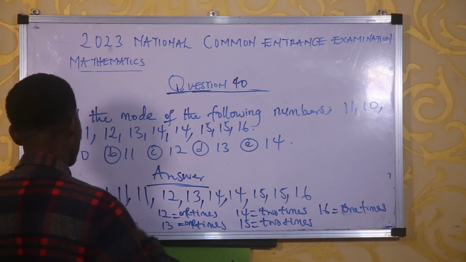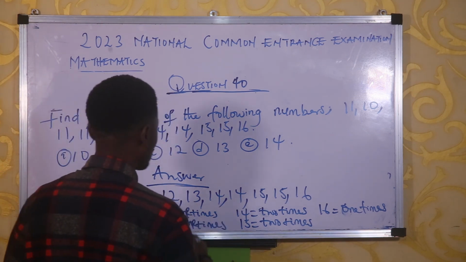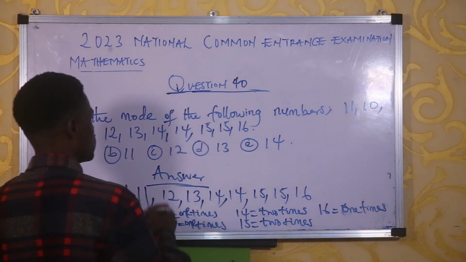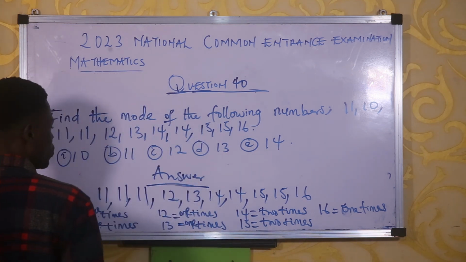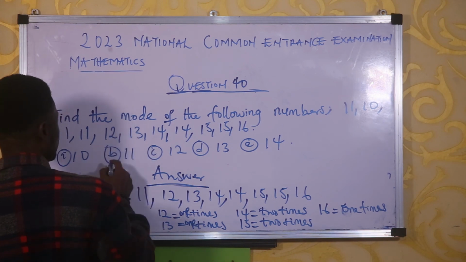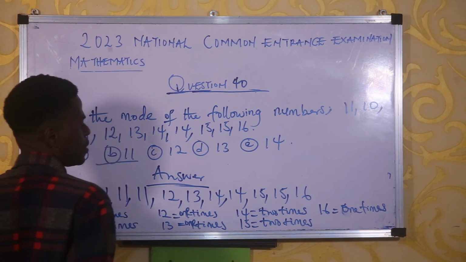The mode is the number that comes out the most from the data below. So our answer is 11, which is option B. So that's our answer.